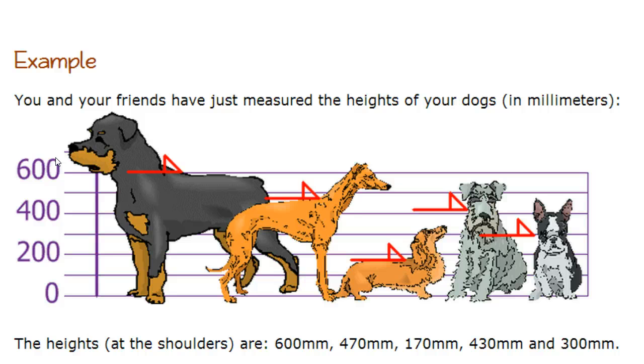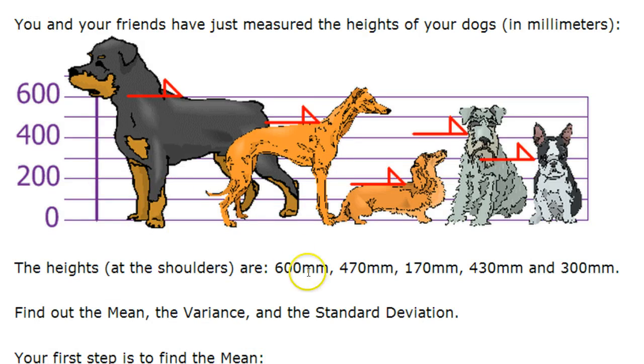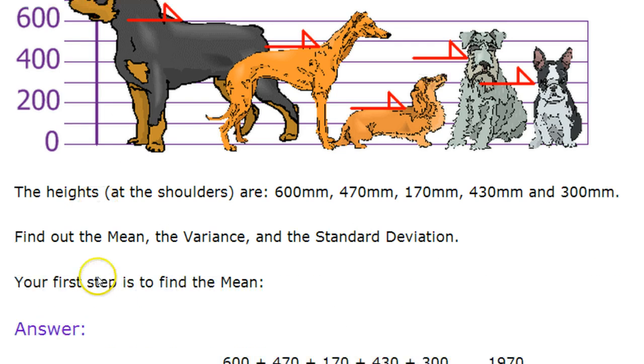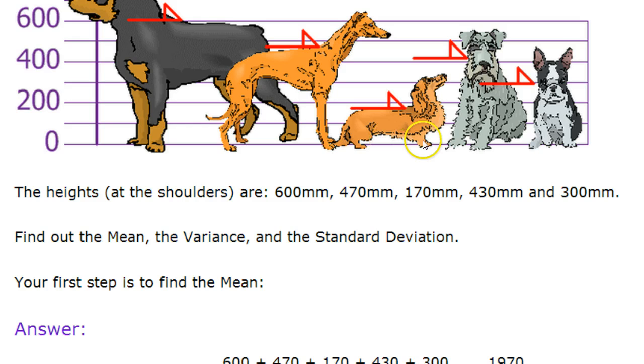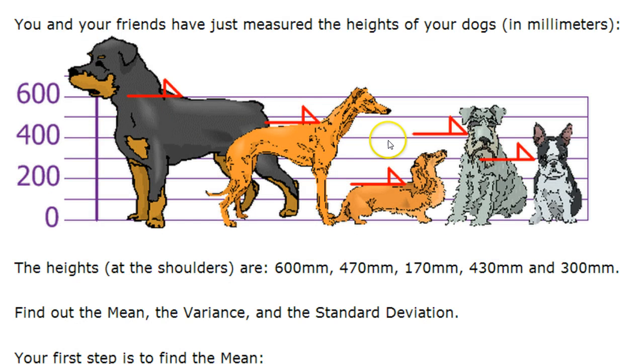Example: you and your friends have just measured the height of your dogs. The heights of the shoulders are these measurements, and you need to find the mean, variance, and standard deviation. So the first step is to find the mean. We add up all the dogs' heights and divide by 5 because there are 5 dogs. Now this is our population of dogs.